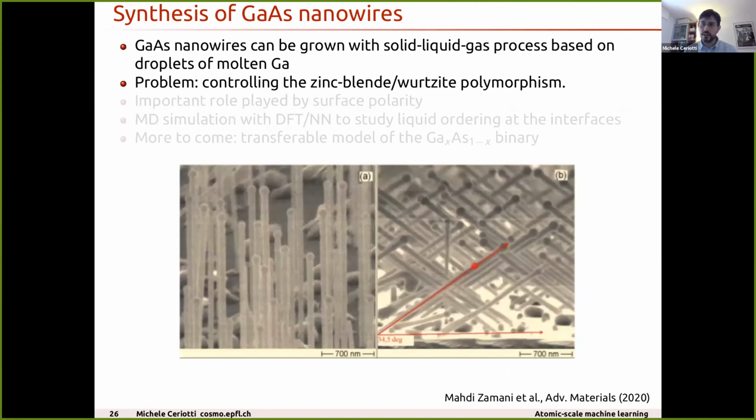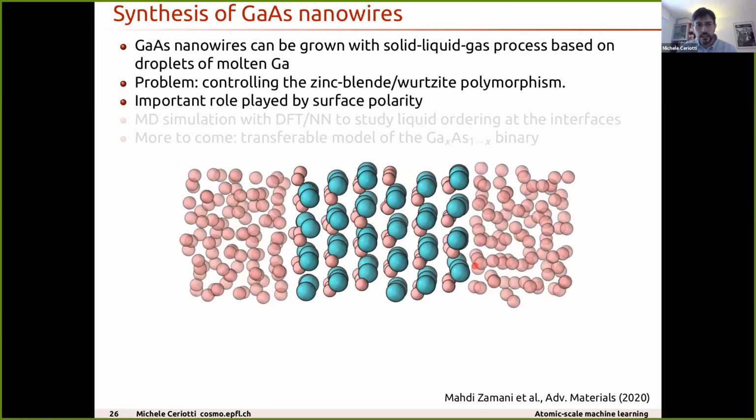Another example, more towards the applicative side, is a very nice collaboration that I made with a colleague of mine, Professor Fontcuberta, and her lab focuses on the growth of nanostructures based on III-V semiconductors. One of the challenges that they have is that when they grow gallium arsenide nanowires with a 111 orientation, you have two possible polarities of the gallium arsenide surface, one in which you have gallium as the terminating layer and one in which you have arsenic as the terminating layer.